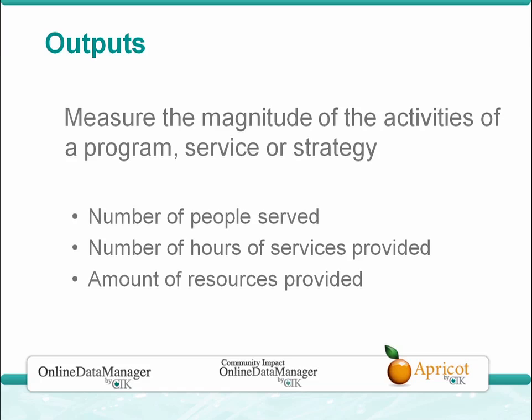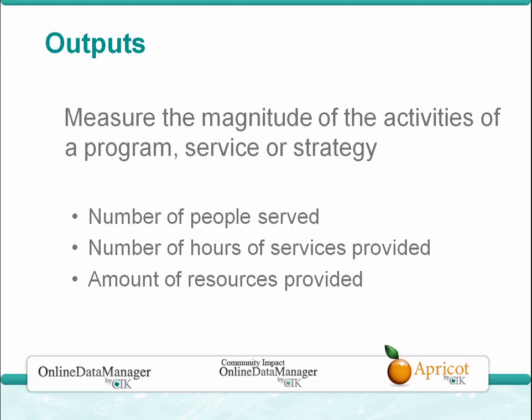Let's now drill down to a few more of the definitions. The next one is outputs. And outputs measure the magnitude of the activity of a program, service, or strategy. It really talks about the productivity. So it measures the number of people served, the number of hours of service provided, the amount of resources provided, the location where people are receiving those services, where they live, their zip code, all of those kinds of things. Really just tell us about the productivity of an agency.